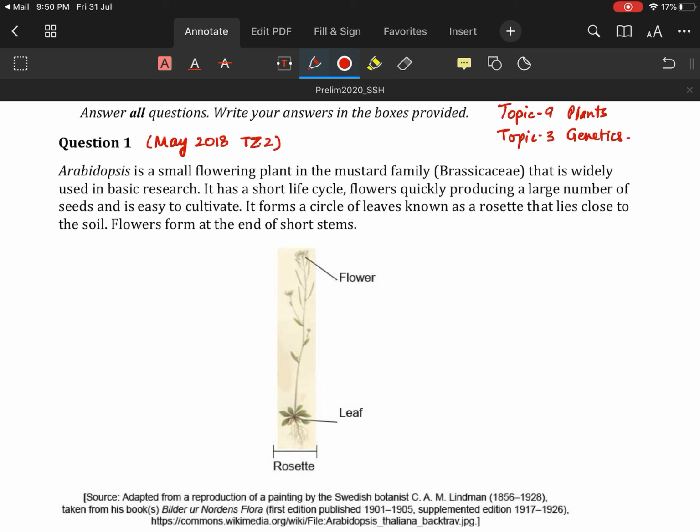Arabidopsis is a small flowering plant in the mustard family. The advantage of using this plant is it has a short life cycle and flowers quickly, producing a large number of seeds, and is easy to cultivate. It forms a circle of leaves known as a rosette here that lies close to the soil. Flowers form at the end of short stems, so flowers are forming here.